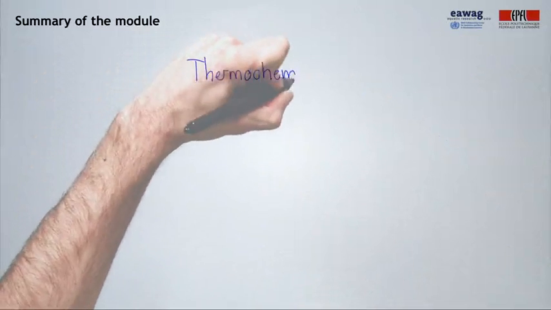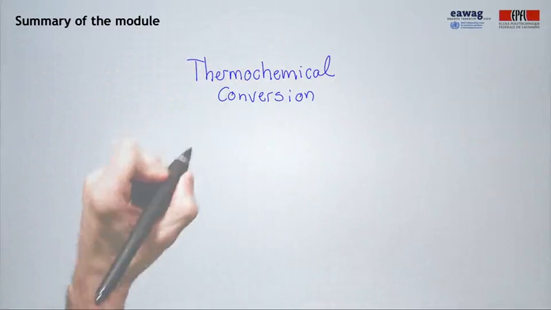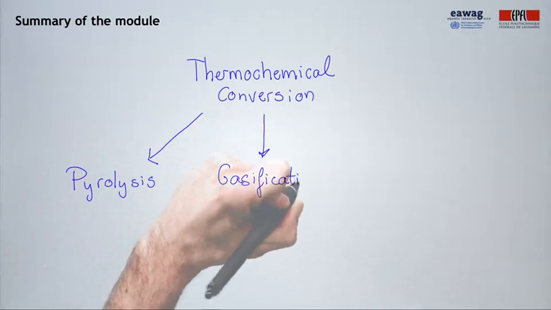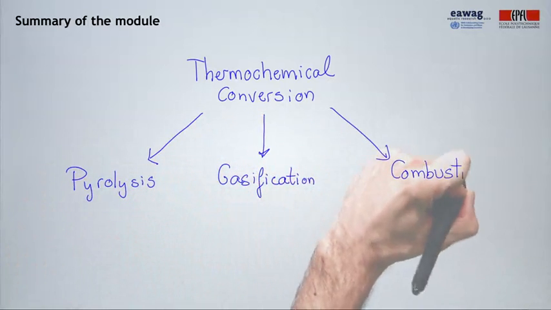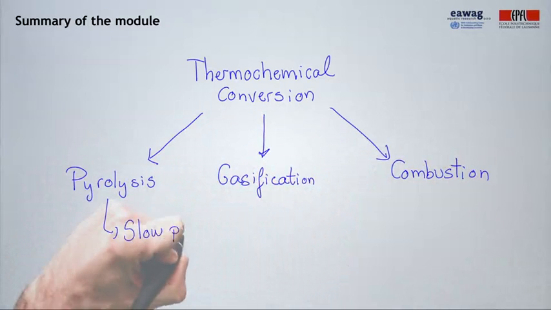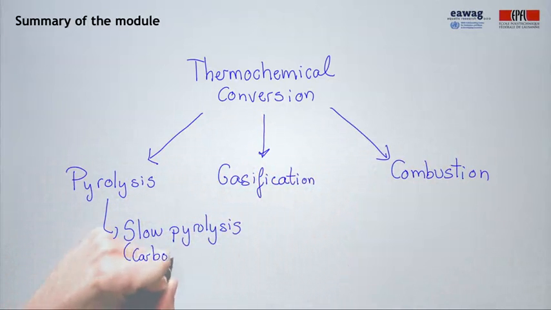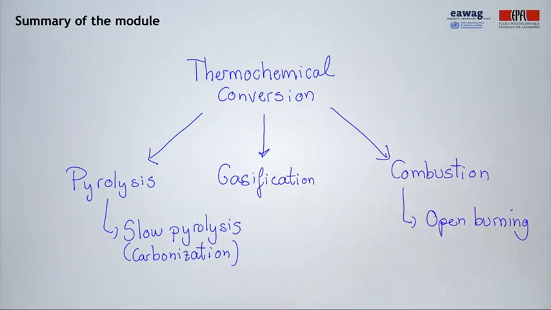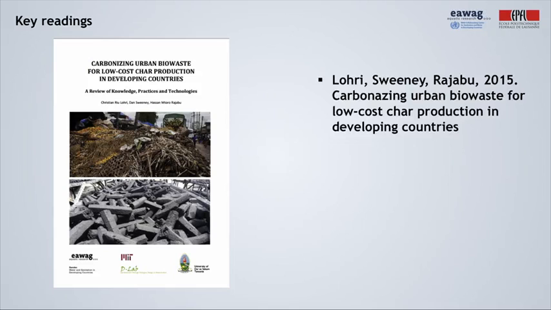In this module, we learned the 3 main thermochemical processes, which are pyrolysis, gasification, and combustion. We also had a closer look, especially on slow pyrolysis, but also a bit on open burning, as 2 common waste-related practices in developing countries. For those interested in getting more insights about carbonization in low and middle income countries, we recommend this report, which is available for free on the internet.